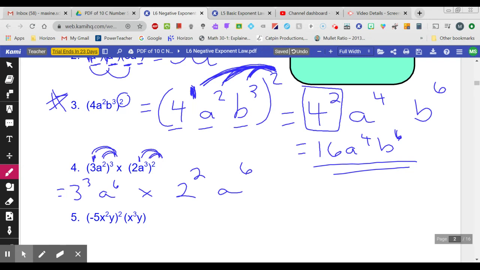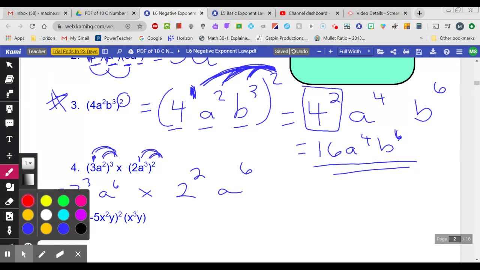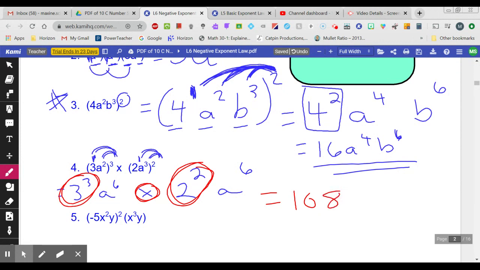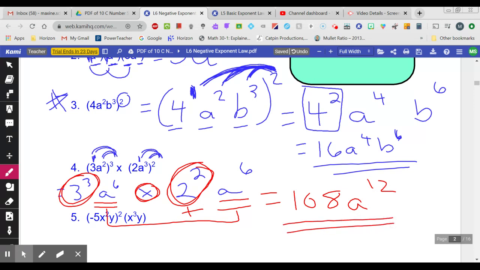So now using your calculator, what you would do is you would go 3 cubed times 2 squared. You would get out 108. And then you've got a to the 6th times a to the 6th. So you would add them. 6 plus 6 is 12. Okay, so that's the other way that you could do it.